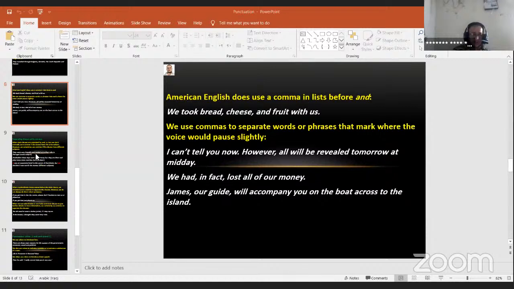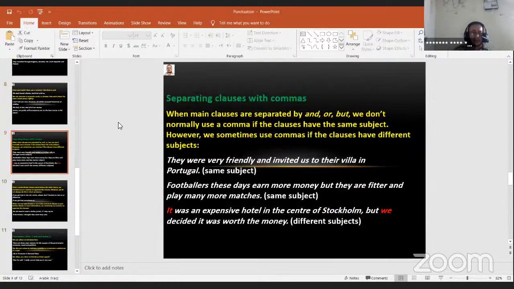Okay. Let's move on. Separating clauses with commas. When main clauses are separated by "and" or "but", we don't normally use a comma if the clauses have the same subject. However, we sometimes use commas if the clauses have different subjects. Let's take examples here.